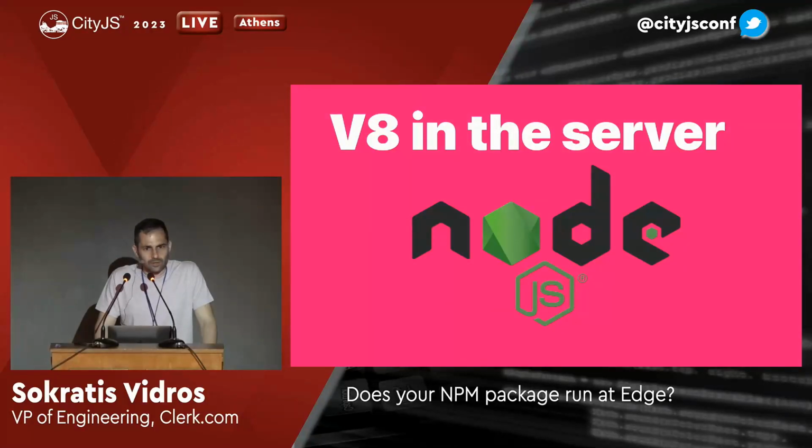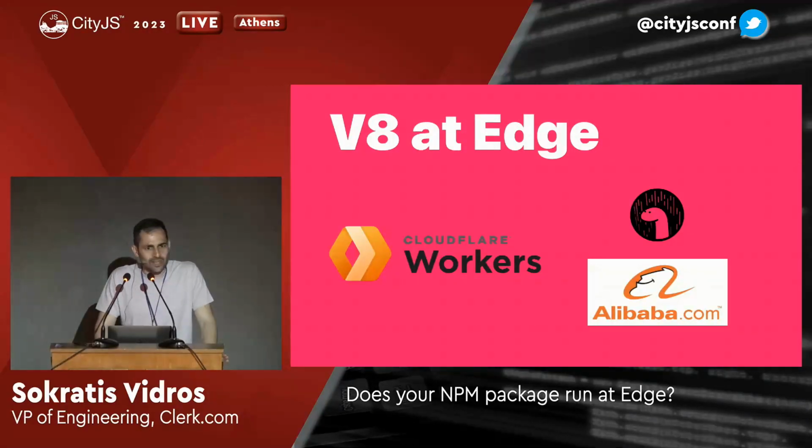V8 is also on the server, and in fact, it powers Node. So we're all very familiar with that. Recently, V8 is also at the Edge, and it sounds very cool. I mean, the Edge, it sounds edgy. So what does it mean? Right now, we have Cloudflare Workers. We have Deno. We have Alibaba ER. I think it stands for Edge Routines or something like that. So in essence, that means I can run JavaScript on the CDN. I can be as close as possible to my customers.